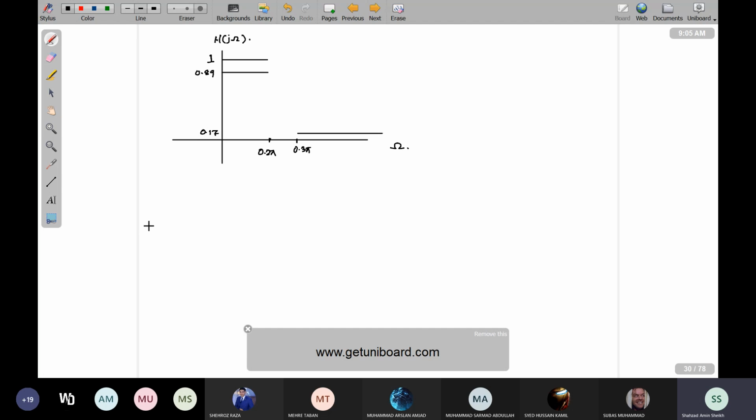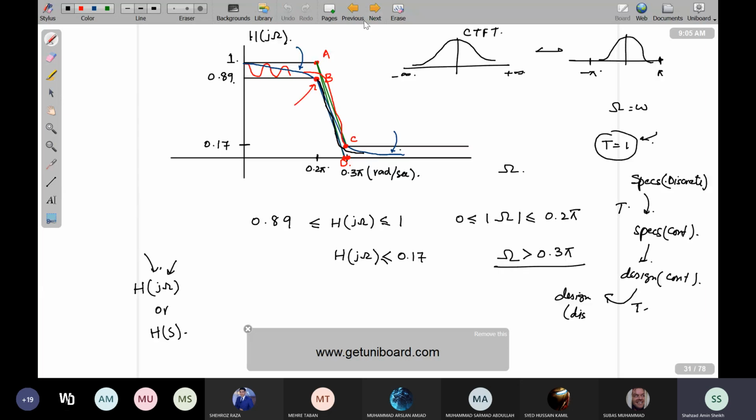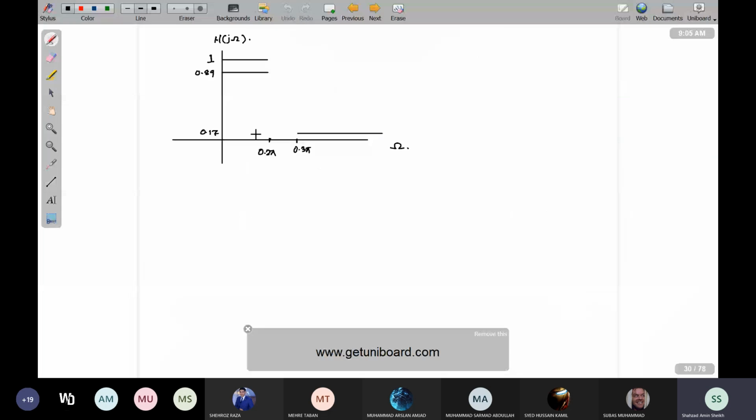Any questions? So this was the first step, and the details are given here. You can see it from here. These are the specifications transformed, and that's the pictorial representation of H of J omega. Any questions? Any confusions? No, sir. Okay.